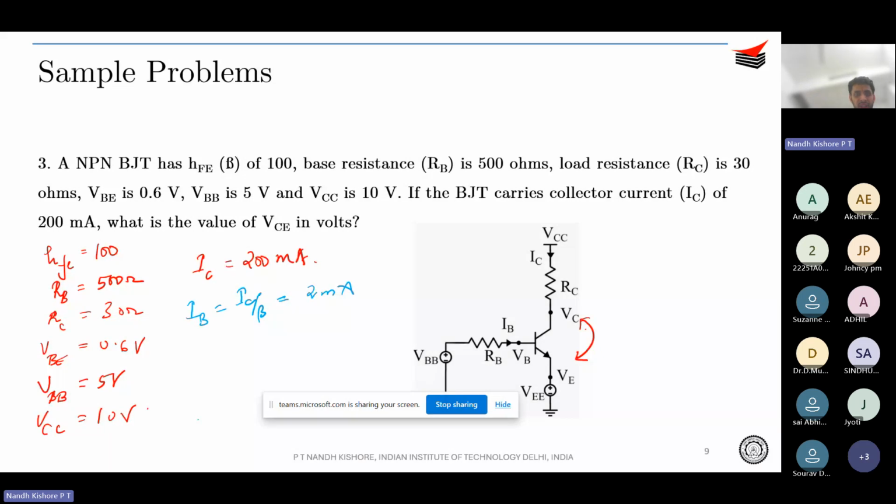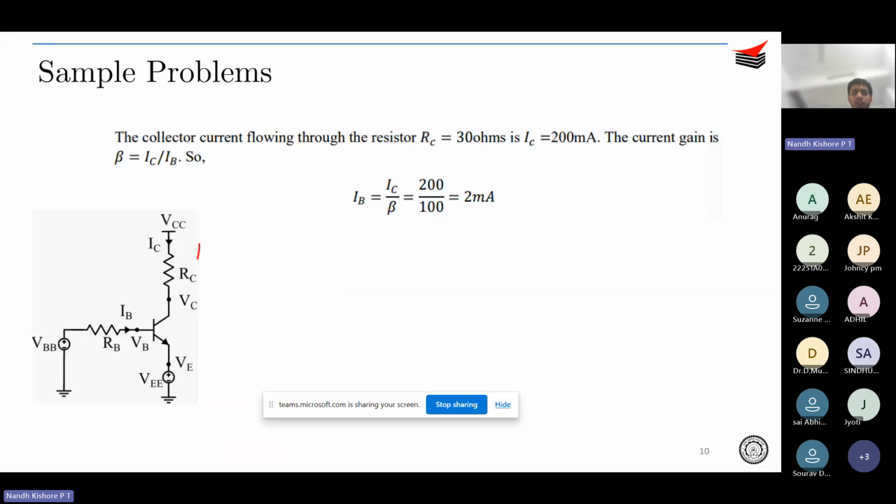He is asking what is VCE in volts. You of course have two loops here. You have the base to emitter loop and then you have the collector to emitter loop. So apply KVL in both of these regions and then you end up with the answer. We are going a bit slowly, but anyway. So IB is again 2 milliamps.